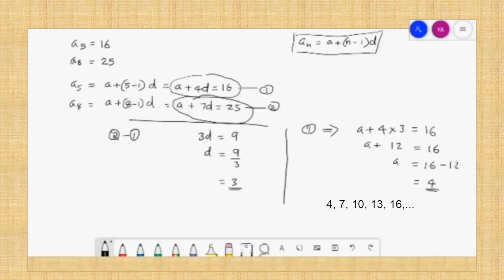So this is another question you can expect. In any arithmetic progression, two terms can be given from any two positions, and you will be asked to write the progression. Okay, I hope you understood this.